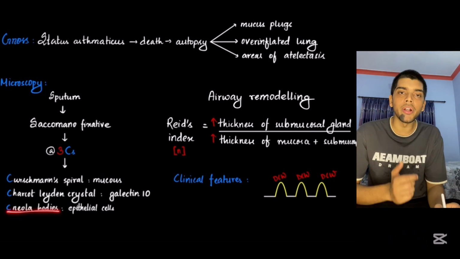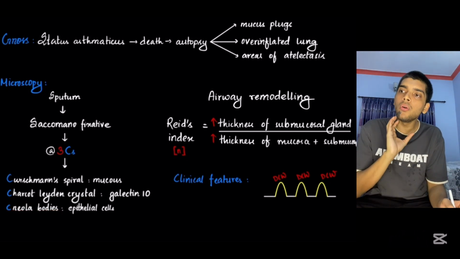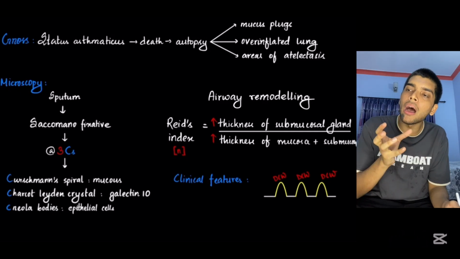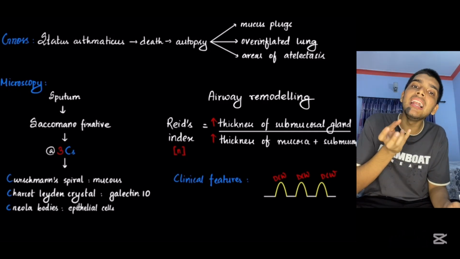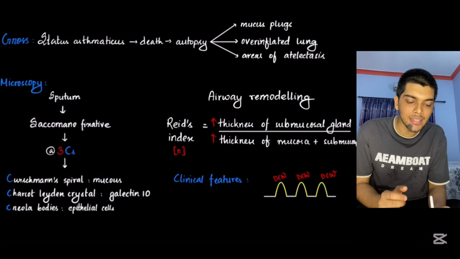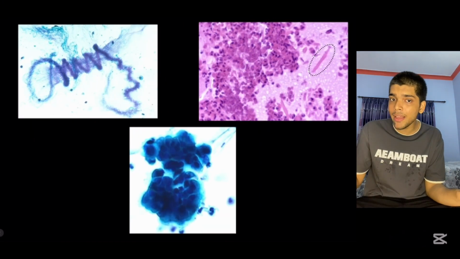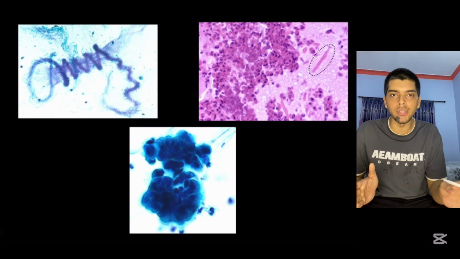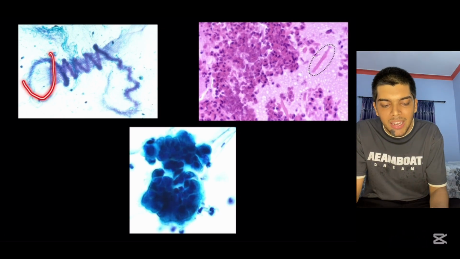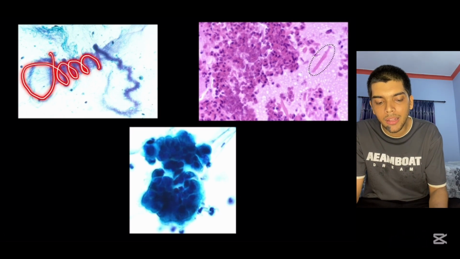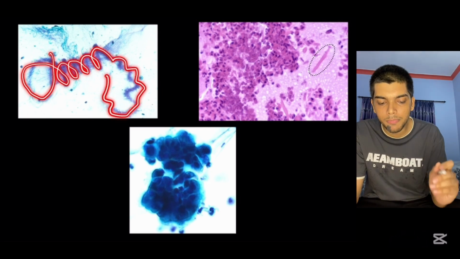Next is the Creola body. When you cough out, along with sputum, what comes out are the epithelial lining of trachea and bronchi. These are your Creola bodies. I hope you can identify them. Alright, so identify which one is which. This is the spirally coiled Curschmann spiral, right? The Curschmann spiral.